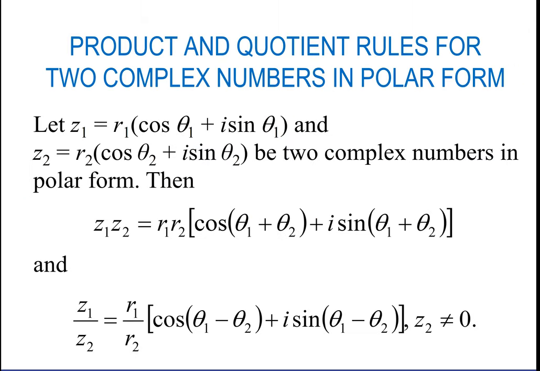All right, how about the next of this here? Let's learn how to multiply and divide. Find the product and the quotient of these things in polar form. So the formula is you multiply the R's together and you add the angle measurements together when you're multiplying them. For division, you divide the R values and you subtract the angles. So angle 2 subtracted from angle 1.